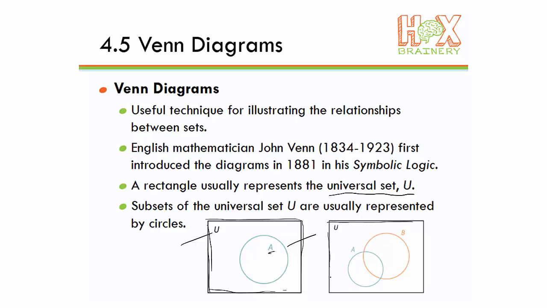Over here you have another universal set, with U indicating that. Inside that universal set you have a couple of circles. You have this blue circle with A, so this is set A. You have an orange circle with B, so that's set B. Both set A and set B are subsets of the universal set.